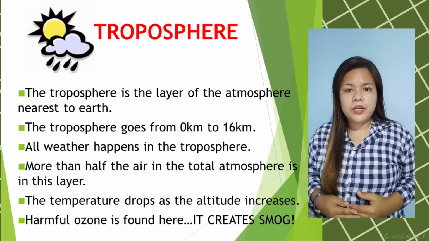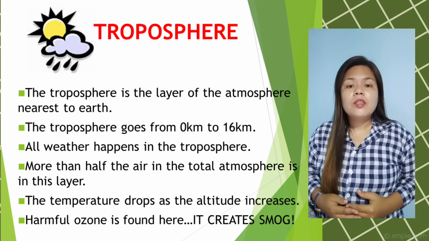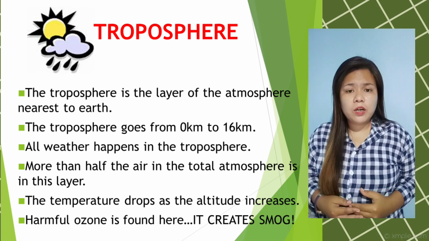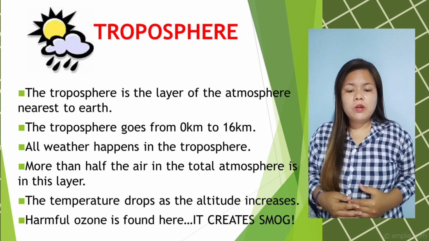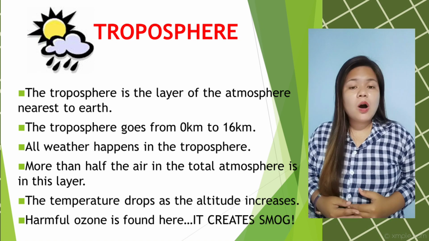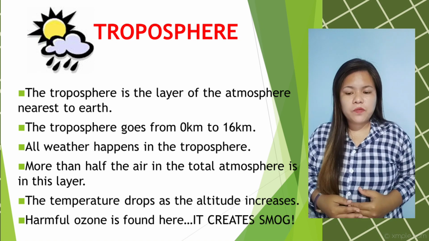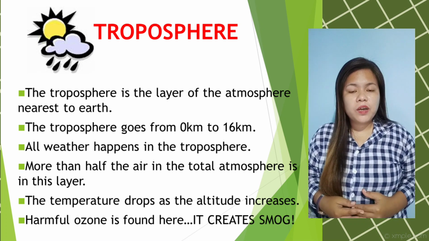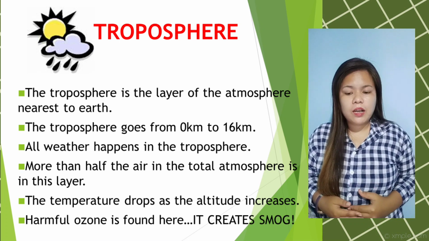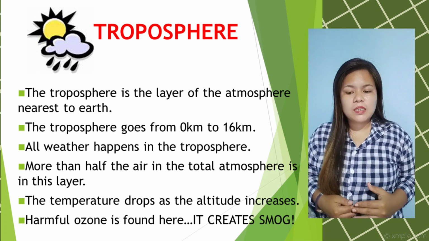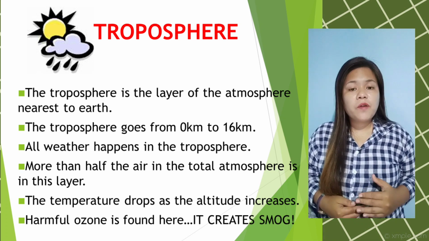The first layer is the troposphere. The troposphere is the layer of the atmosphere nearest to the Earth. The troposphere goes from 0 kilometer to 16 kilometer. All weather happens in the troposphere. More than half the air in the total atmosphere is in this layer. The temperature drops as the altitude increases. Harmful ozone is found here.